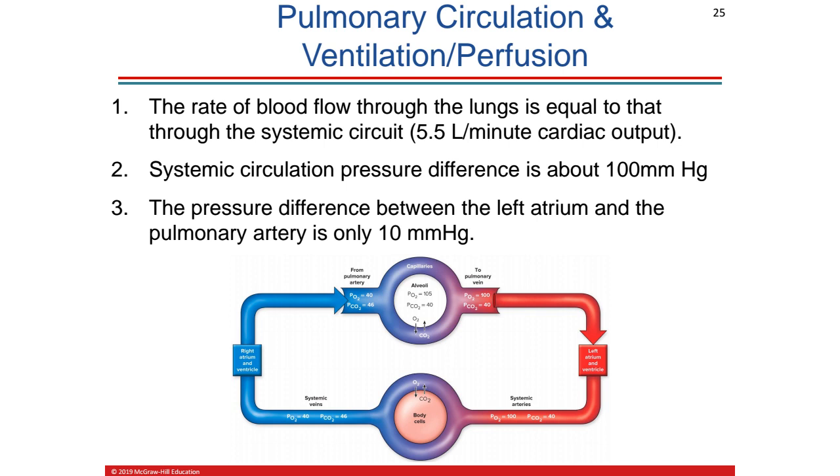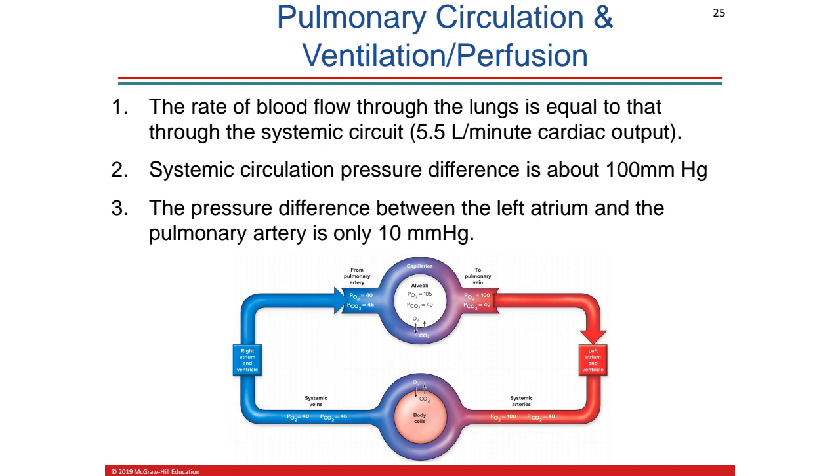We can do a similar calculation for the pulmonary circuit. In the pulmonary circuit, the pressure difference between the left atrium and the pulmonary artery is only about 10 millimeters of mercury. This is based on the fact that the pulmonary artery pressure is 15 millimeters of mercury, and the pressure in the left atrium is 5 millimeters of mercury. So what you can see here is we can do a comparison between the systemic circuit and the pulmonary circuit. The systemic circuit has a high pressure. It's about 10 times higher than the pressure or delta P within the pulmonary circuit.